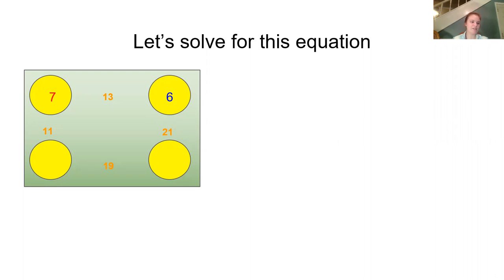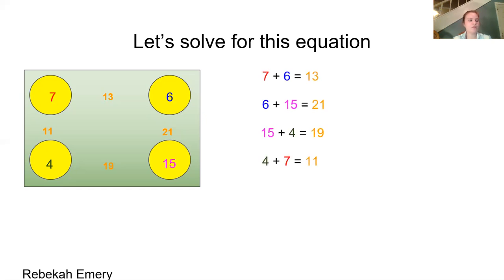Moving down from 6, we need to find the number added to 6 that will be equal to 21. We will add 15 to the bottom right circle. Next, moving across the bottom of our square, we find that our next sum is 19. We need to find that number added to 15 to equal 19, so we will add 4 to our last yellow circle. Finally, by checking the left side of our problem for an accurate equation, we will determine if our equation is solved. 4 plus 7 does equal 11. This equation is complete and correct.